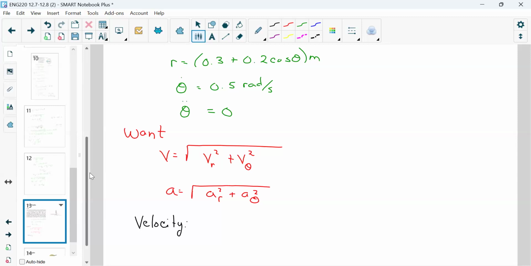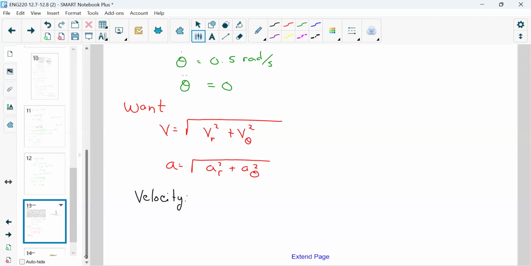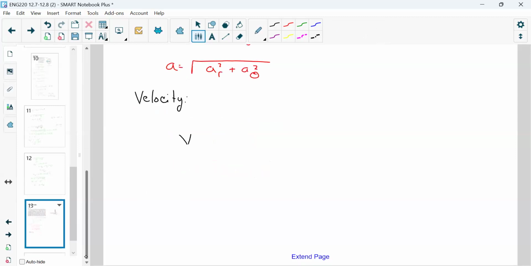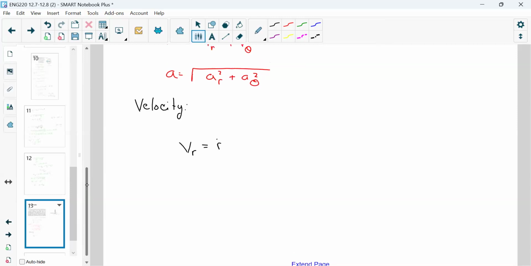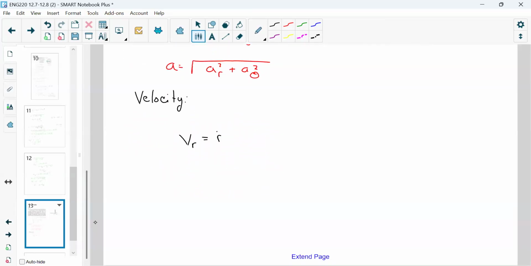And get those two terms. All right. V sub r equals r dot. So if we look at our r, and by the way, we are where? We are then when theta equals 30 degrees. So that's our instant, when theta equals 30 degrees.